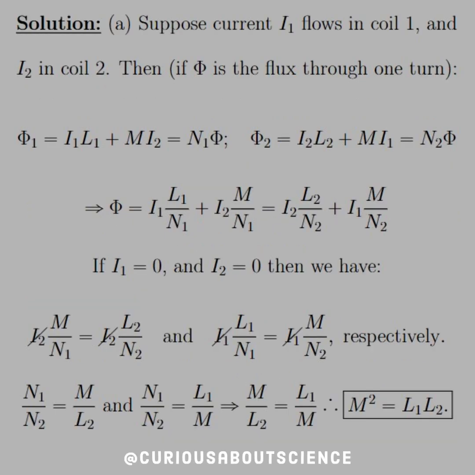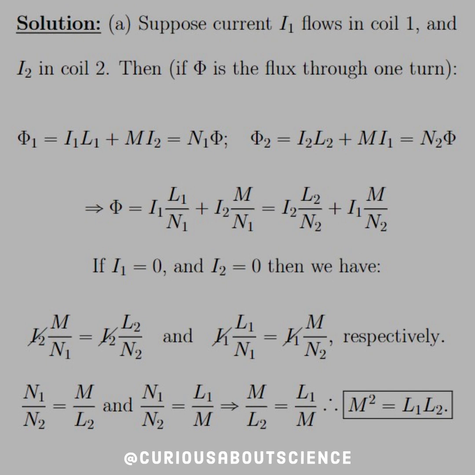Alright, got our hands full with this statement, so let's dive in. So the solution is: suppose that the current I1 flows in coil 1 and I2 in coil 2. If phi is the flux through one turn, then we have phi1 is equal to I1 L1 plus M I2, is equal to N1 phi.